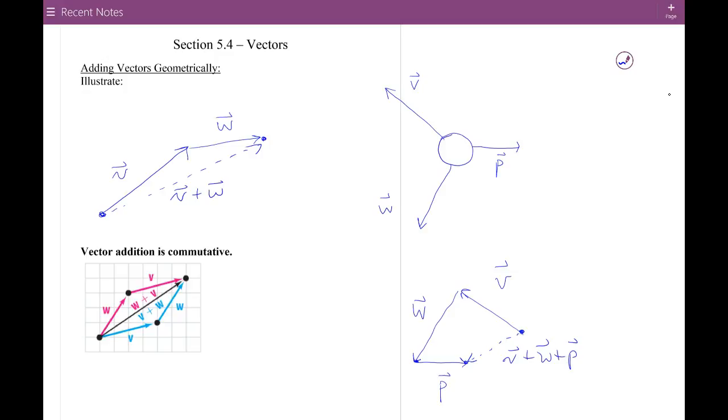So vector addition is commutative. You can see from this figure that if you do w first and then v, but those people are working together, it doesn't really matter who stands where. If they're both pulling on the same thing, it's going to have the same net effect, no matter if person one's on the right or person one's on the left.